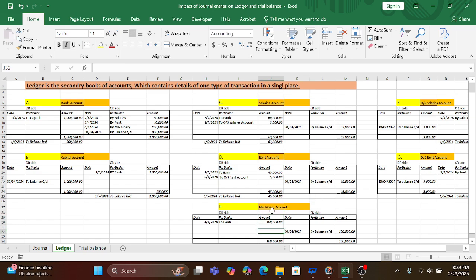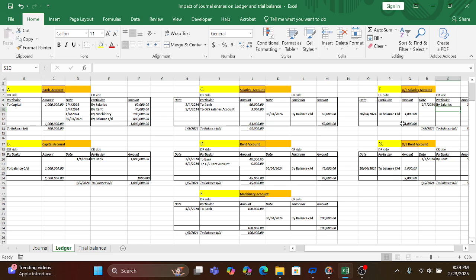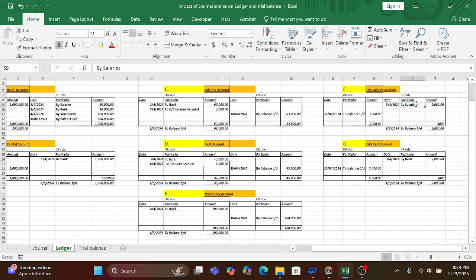In the machinery account we have a 1 lakh balance, so our total is 1 lakh, and we need to close our balance in the credit side here. And in the salaries account, if you see, our balance is in the credit side, so it will be closed in the debit side to balance c/d. CD means carried down.